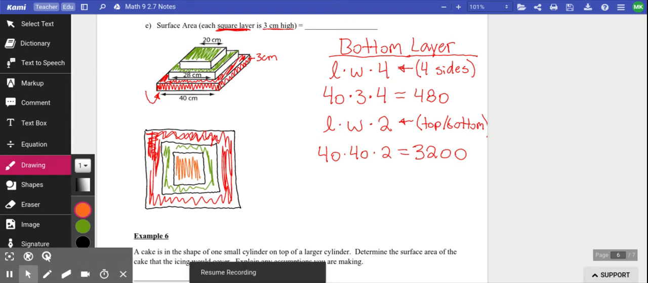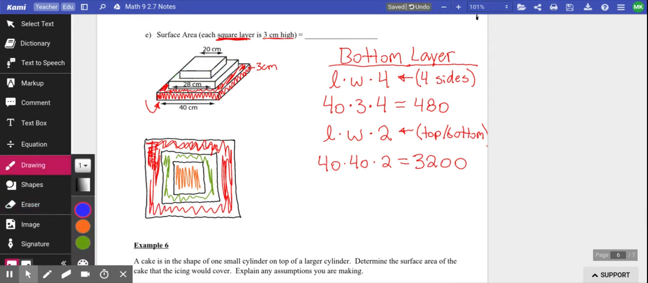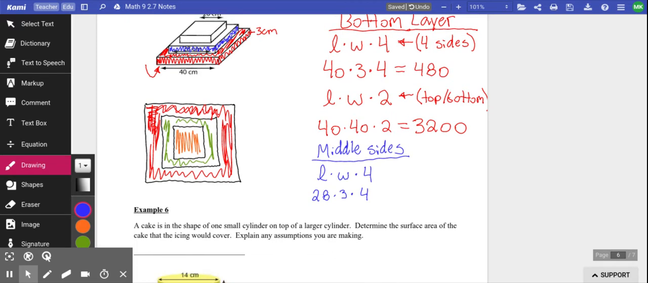Okay, only calculating the tops and the bottom, you still have to do the sides of the next two layers. So you have this middle layer in here, which I'm going to color in blue. You have this right here that you would have to calculate. When you go to calculate the middle sides, you're going to do length times width times 4. The length is 28 times the width, which is 3, times 4 sides. That will give you the outside edge of the middle layer. 28 times 3 times 4 is 336.